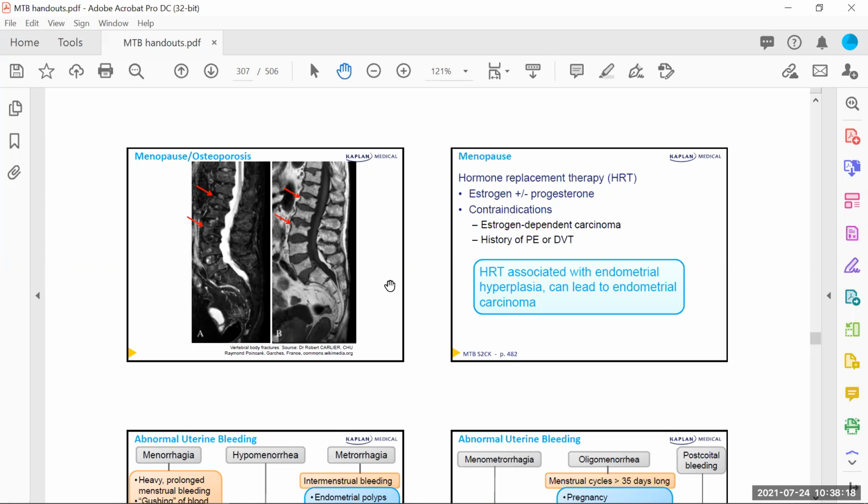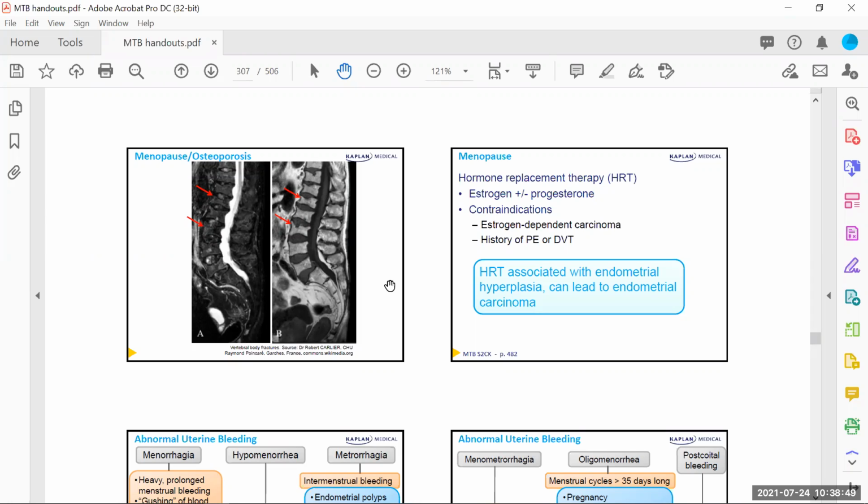But again, there are some contraindications, and these contraindications are very lethal. Say, for example, those who are having estrogen-dependent carcinoma in their body. There are increased chances of the carcinoma getting worse if they take estrogen and progesterone. And if the patient has a history of deep venous thrombosis or pulmonary embolism, these patients also should not receive HRT. Otherwise, there can be a worse DVT in that patient.